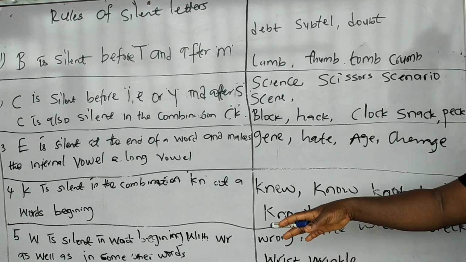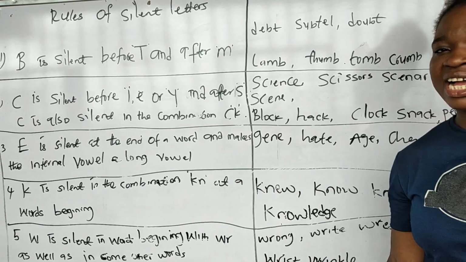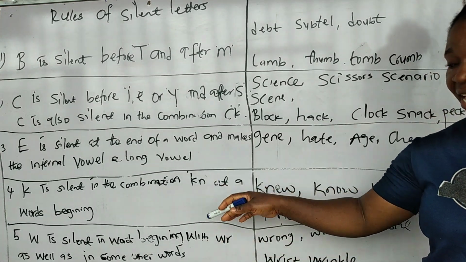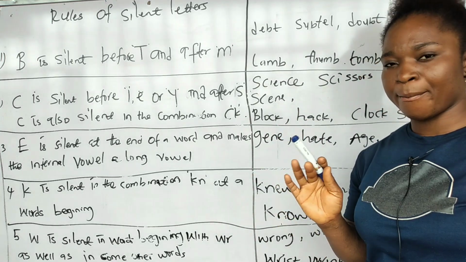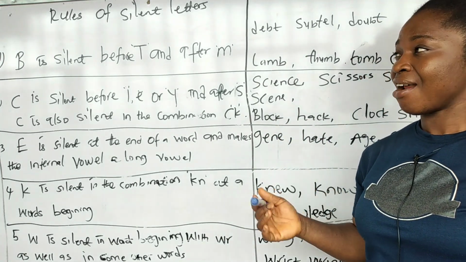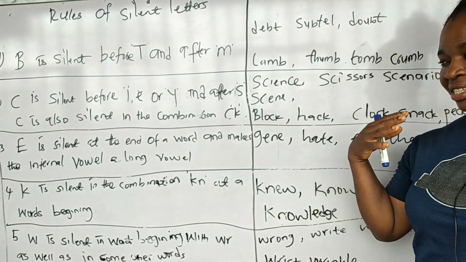So that's what rule number 4 says. When K and N begin a word, the K is actually silent. That is what this is saying. But remember that these rules sometimes don't apply to all words. There are exceptions to the rules of silent letters, but in most cases it's applicable.